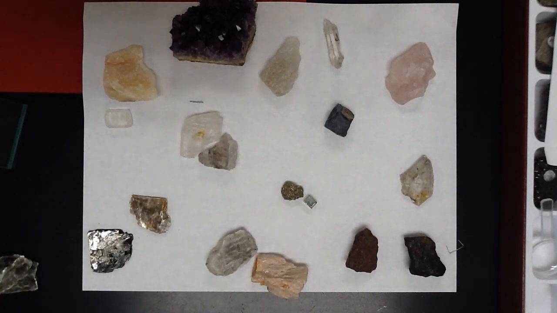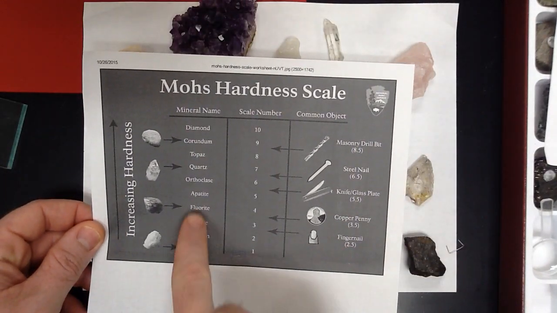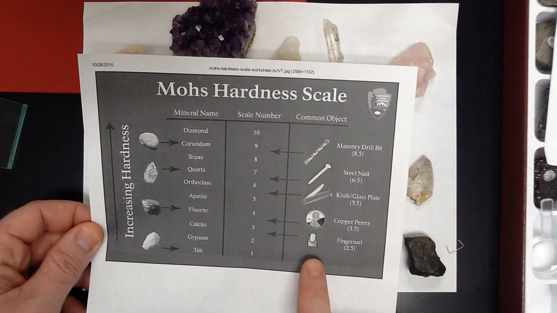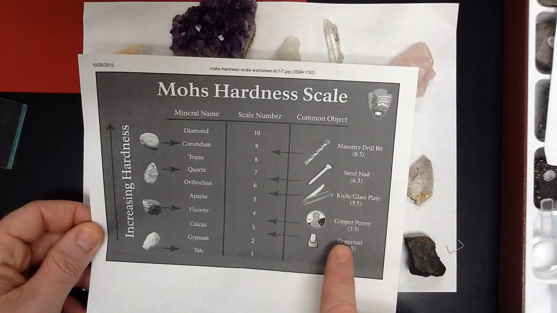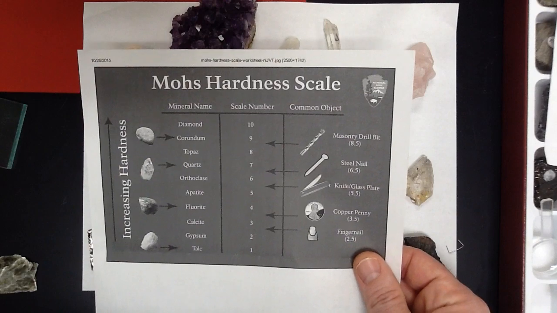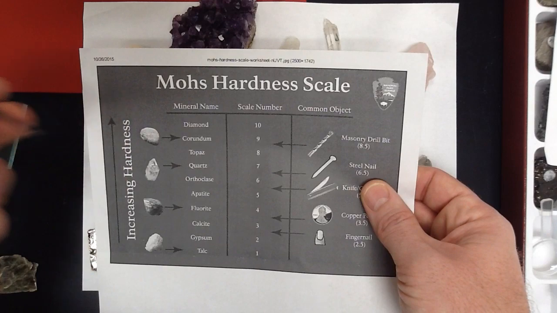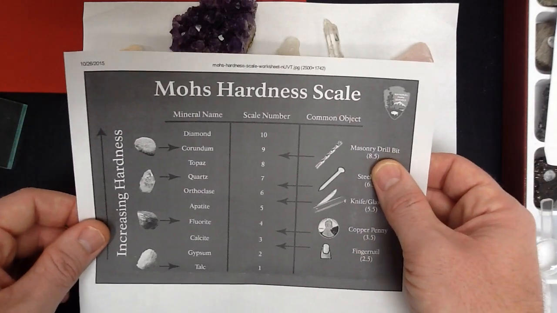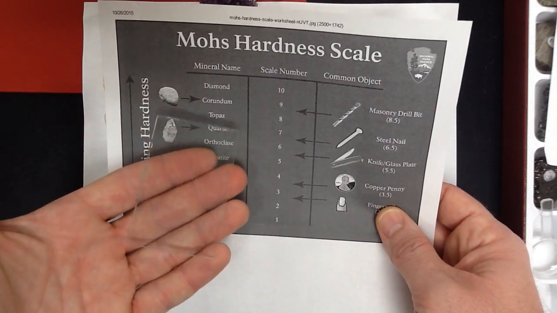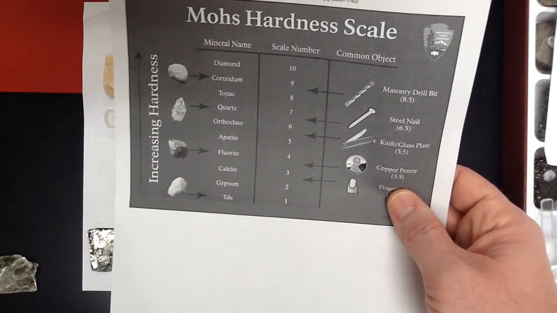I will provide you with a copy of the Mohs hardness scale, which shows you 10 of the corresponding minerals of the Mohs hardness scale and the tools that you can use, including your fingernail, which is generally a 2.5, a copper penny, which I have here, which is about a 3.5, a knife blade, which is 5.5, a steel nail, which is 6.5, and I don't have a masonry drill bit, which is 8.5. But we do also have a glass plate, and you can try to scratch the glass plate and see if it scratches. It should be about a 6.5, I believe.